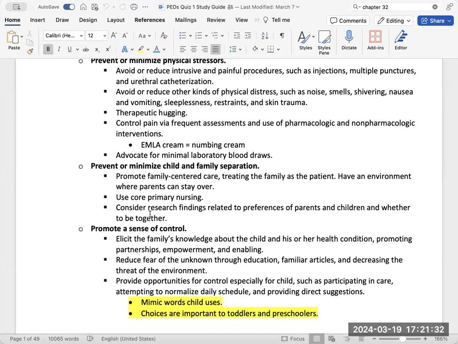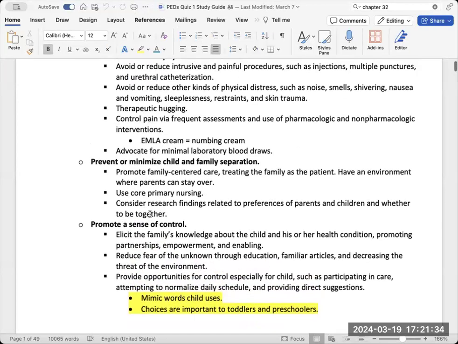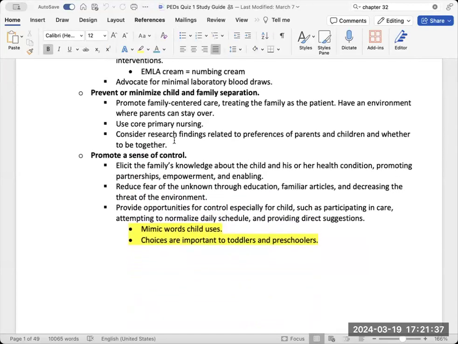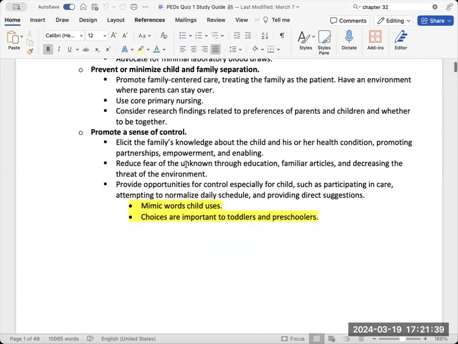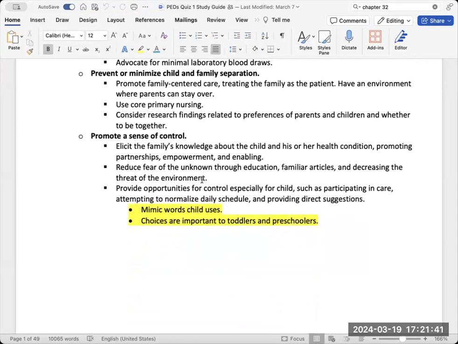And things like that. The next thing that we can do to promote atraumatic care is to prevent or minimize child and family separation. We want to make sure that the family is always involved in the care and treat the family as the patient. So, have an environment where the parents can either stay over or just have lots of exposure time with their child. We also consider using research findings that relate to the preferences of the parents and children, and things like that.